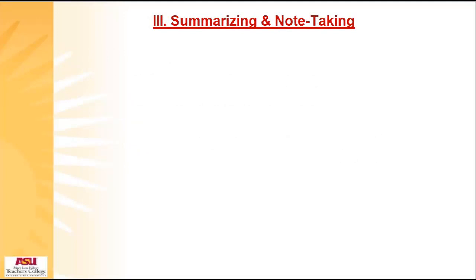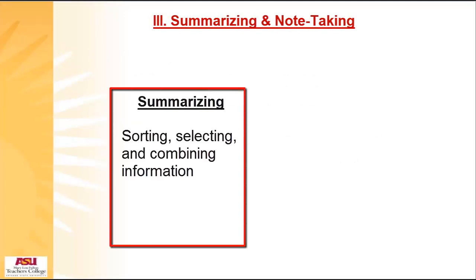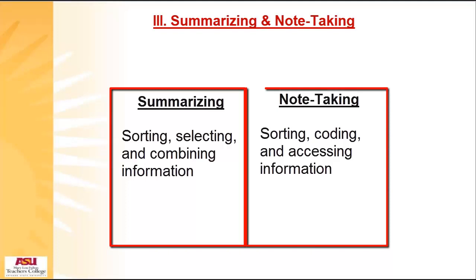Summarizing and note-taking is actually the next strategy we're going to talk about. Summarizing involves sorting, selecting, and combining information, while note-taking involves sorting, coding, and accessing information. Both of these strategies require students to use higher-order thinking skills. Students have to decide what to keep, what to delete, and what to replace.